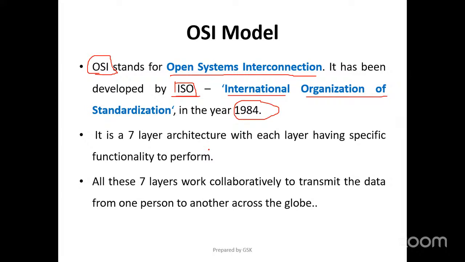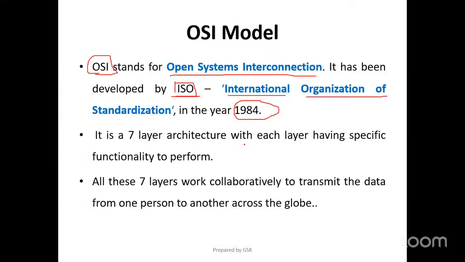We can say that the OSI model is a seven-layer architecture where each and every layer has unique functionalities to perform. Every layer has specific functionalities to perform in the network. All these seven layers work collaboratively to transmit the data from source to destination, or one person to another person across the globe. Those layers are logically separated, but they work collaboratively to transmit the data.